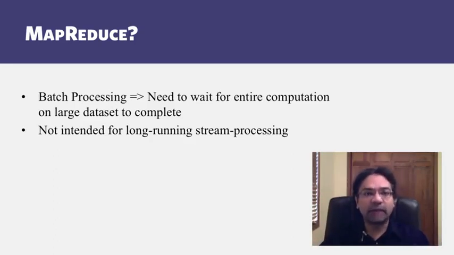And in fact, there are variants of MapReduce that are aimed at stream processing. But essentially, MapReduce is a batch processing framework, and you need to wait for an entire computation on a large data set to complete before you can get the results. There is no notion of partial results in MapReduce at all. Even the variants of MapReduce that are tuned to stream processing or to incremental processing, there are incremental versions of MapReduce as well, still have a fairly high latency. And essentially, MapReduce is not intended for stream processing applications, and it's not intended to be a long-running application, which is what stream processing really is.